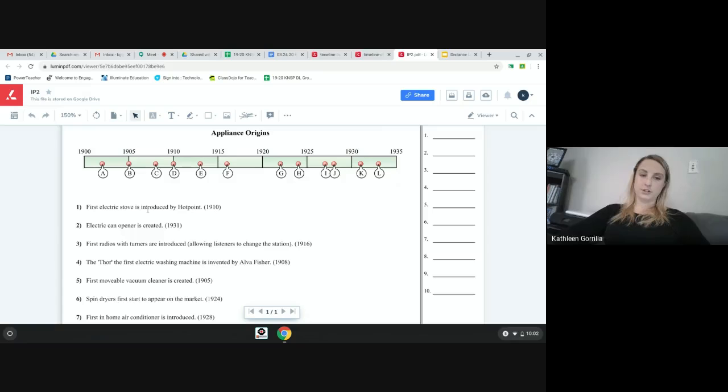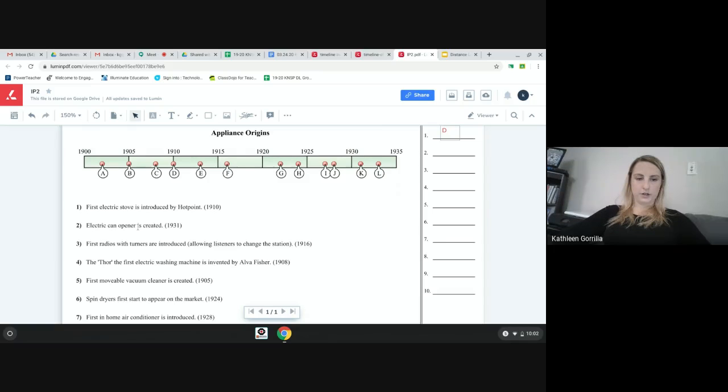So the first electric stove is introduced by Hot Point in 1910. So where would 1910 be? This one is a little bit simple because look at the top, 1900, 1905, 1910. Boom, what letter is there? D, you got it. Let's do one more.